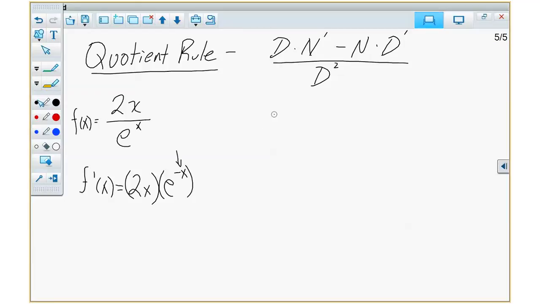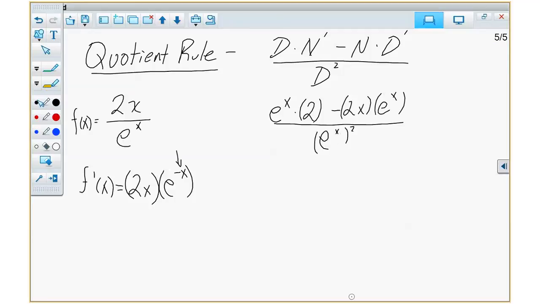Denominator. What's the denominator? e to the x. Yeah. Times the numerator prime, minus the numerator times the denominator prime. I'll do that one for you. e to the x over e to the x what? Squared. 2e to the x minus 2x e to the x over e to the 2x.